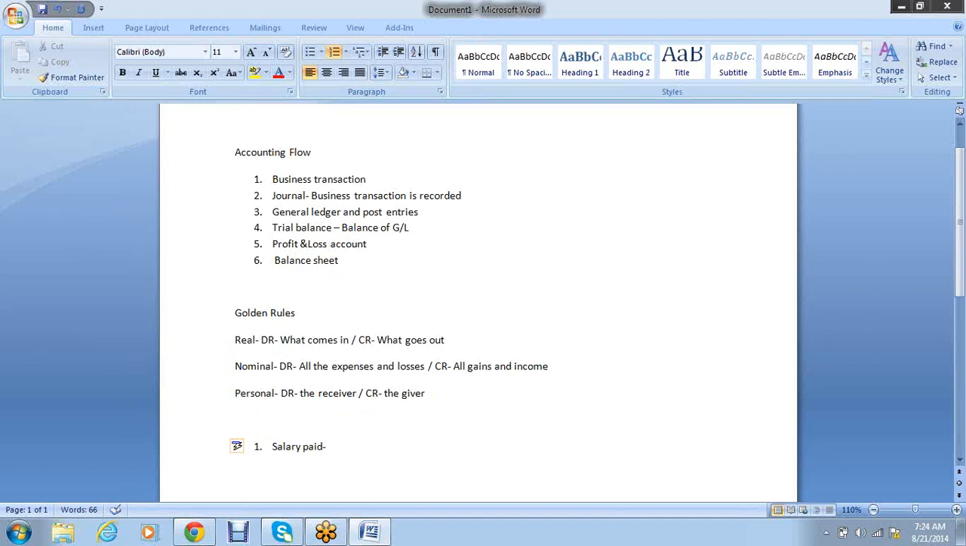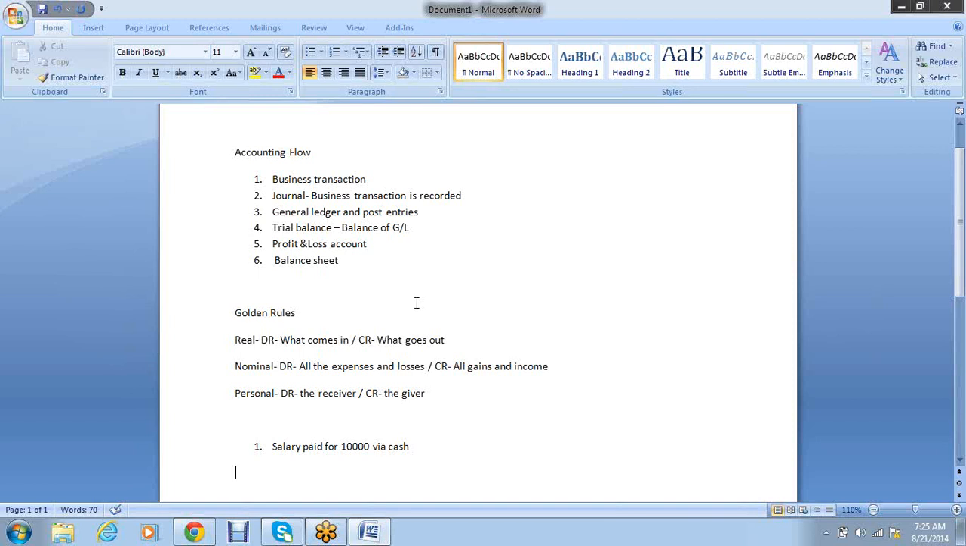Now here, salary paid for rupees 10,000 via cash. Here I paid the salary. So salary is a what account? Real, nominal or personal? Salary will be a personal account, because it is the personal account of the person.